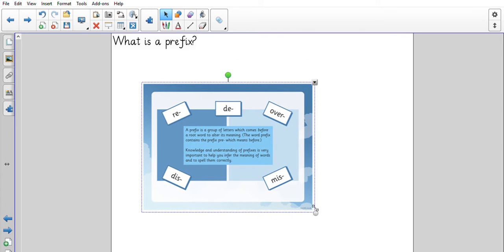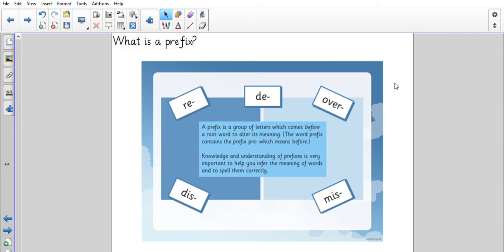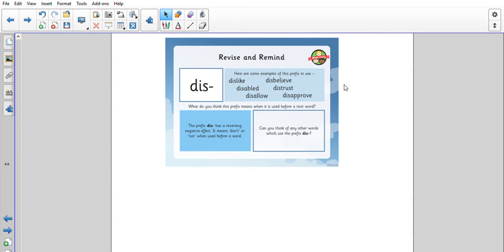Okay, a prefix is a group of letters that come before a root word, but they also alter the meaning, so it's really important that you understand what some prefixes actually mean so that you can understand the meaning of words as well. So these are the prefixes that we're going to look at over the next 2 days. We've got re, de, over, dis and mis.